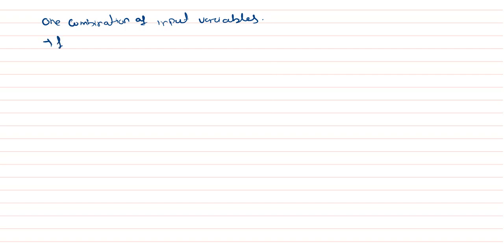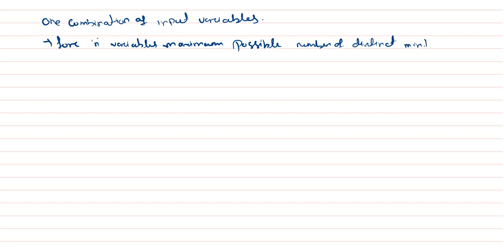Next point, for n variables, the maximum possible number of distinct min terms equals 2 to the power n.